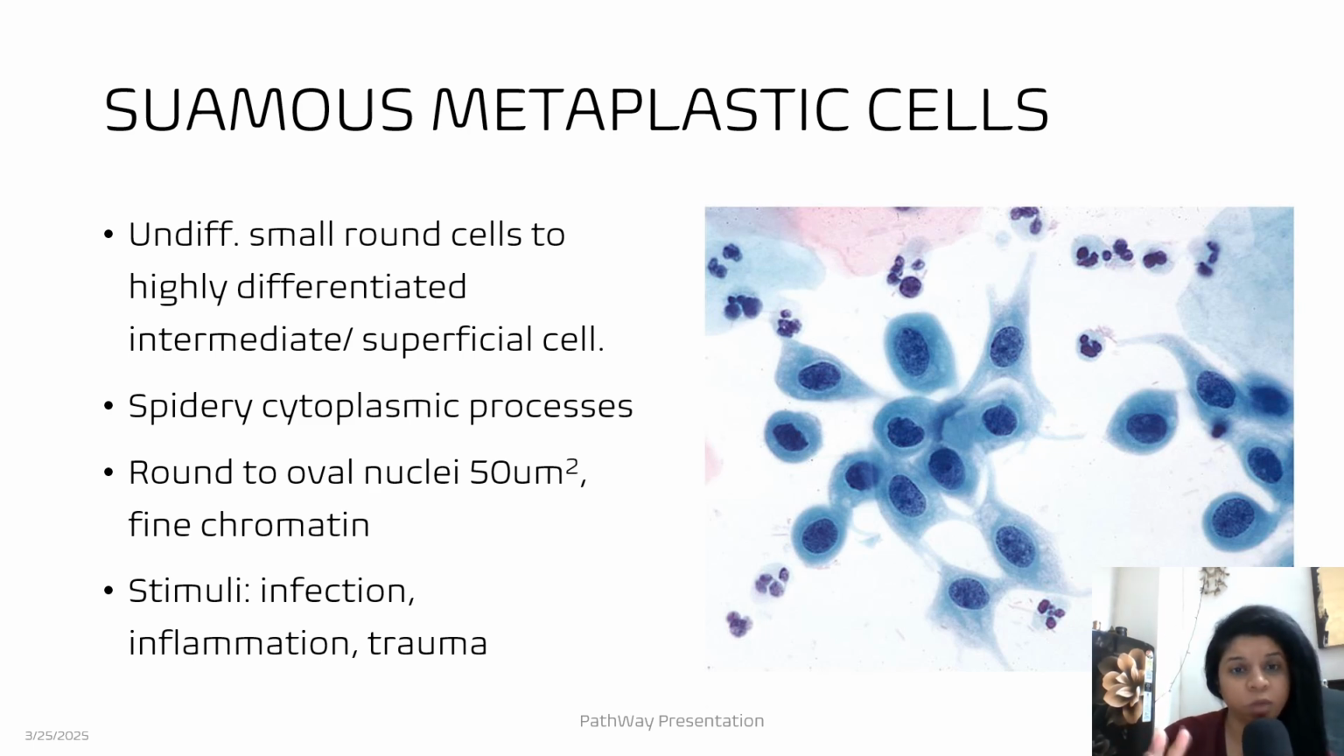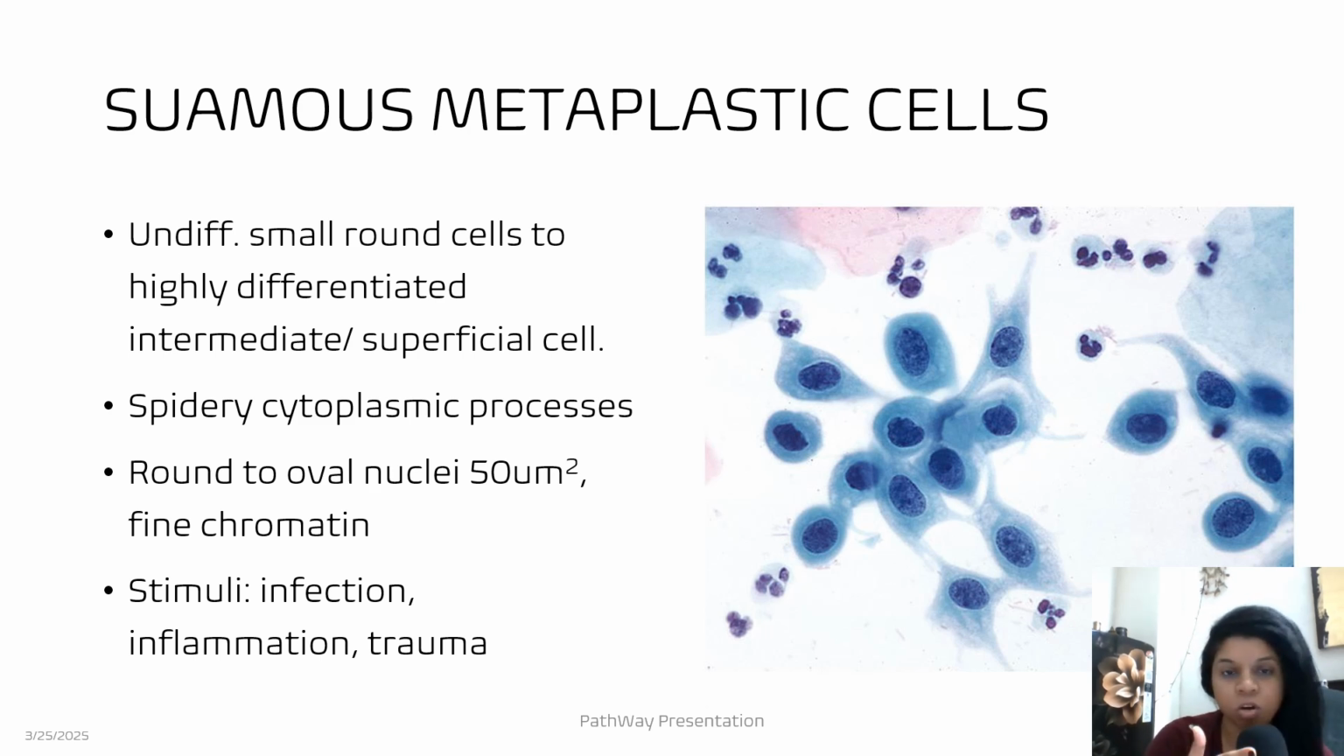The stimulus is, when does squamous metaplasia occur? In the endocervix, metaplasia occurs when there is infection, inflammation, or when there is trauma. So squamous metaplastic cells have a nucleus of 50 micrometer square, same as endocervical cells. Endometrial cell nuclei are the same as intermediate. Squamous metaplastic, endocervical cells and parabasal cells almost have the same size of nuclei. So you should be able to differentiate between these.